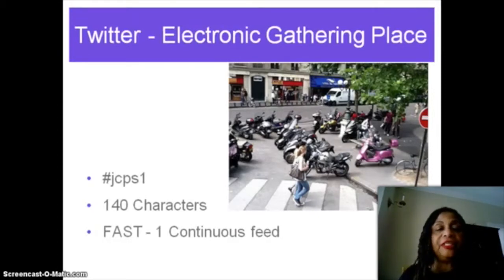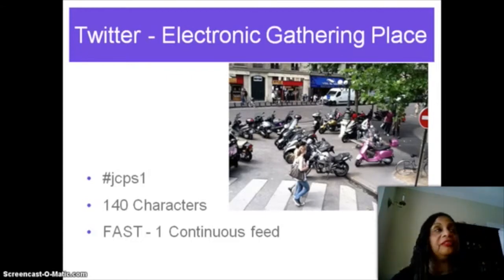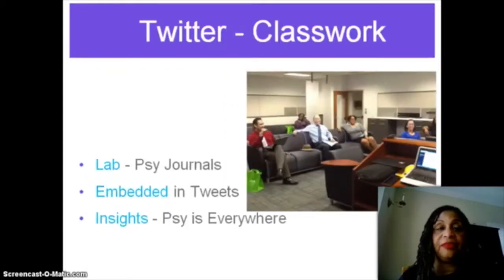Twitter for us, JC for Johnson C. Smith, PS Psychology 1, which is its hashtag JCPS1, is a gathering place for us. So when someone goes to that hashtag, they can find out all the things that we've talked about over the entire semester. Like I said, you can't just read the Twitter feed and keep up with folks, because people comment at different times. It's fast, and it's a continuous feed.